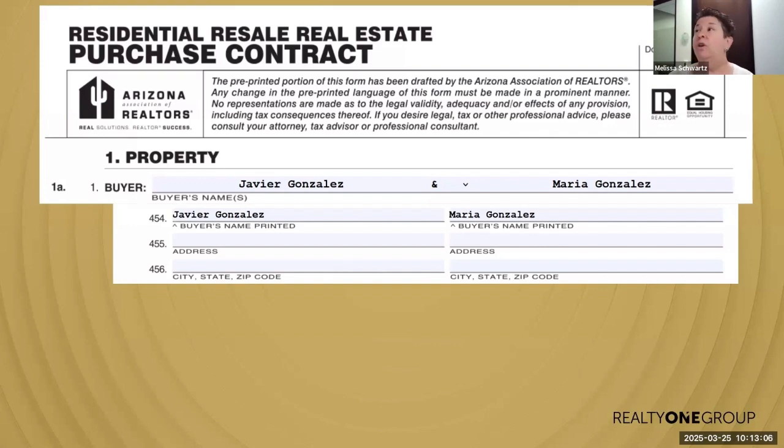We are going to do the AAR purchase contract, which will most likely be the first thing that you see, and then I will follow as much as I can from that contract to what is similar in the other contract. And so here we see the beginning of the purchase contract. You'll notice buyer name on line 1, and then you can see 454, 455, and 456. Can anybody tell me where that is on the AAR purchase contract? Page 9, right?